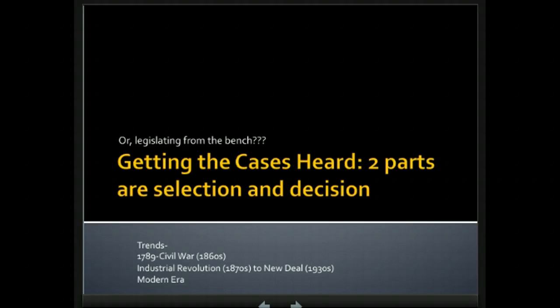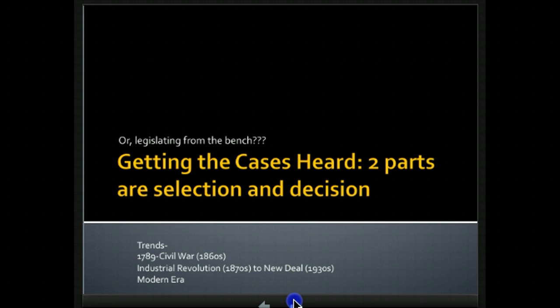From the Industrial Revolution to the New Deal, the questions really became about the relationship between the federal government and their involvement in the economy. So how involved should the federal government be in regulation, like Munn versus Illinois? And then the modern era, from post-World War II to today, most of the issues before the court deal with personal liberty and social and political equality.